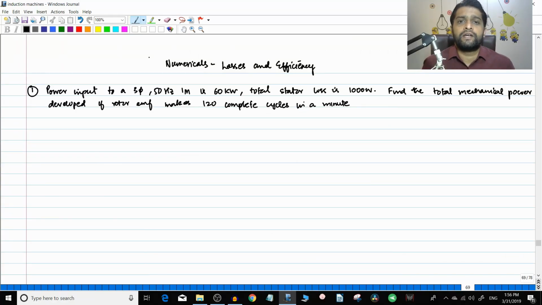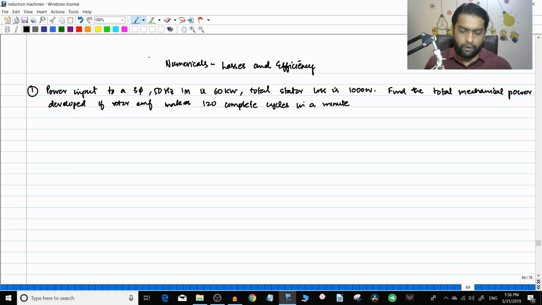Hello friends. So as you have seen in a lot of sessions now, we have been going through in-depth analysis of the torque slip characteristics. We derived the actual equations like torque induced, maximum torque, slip at maximum torque, etc. And then in the previous session, we derived some approximate torque equations as well.